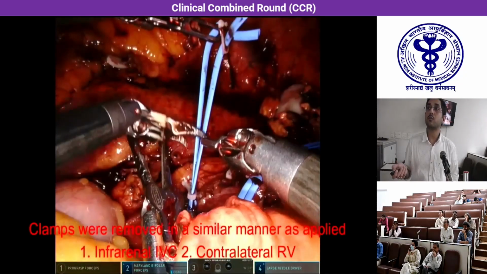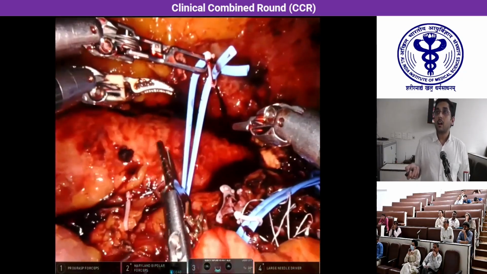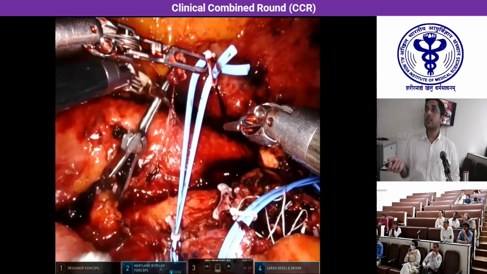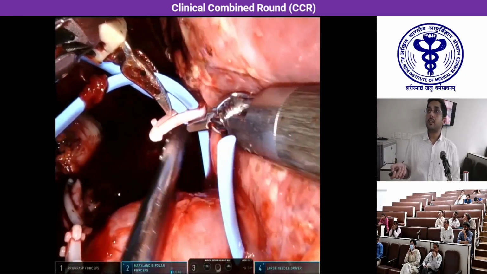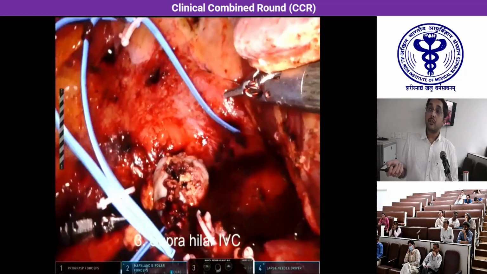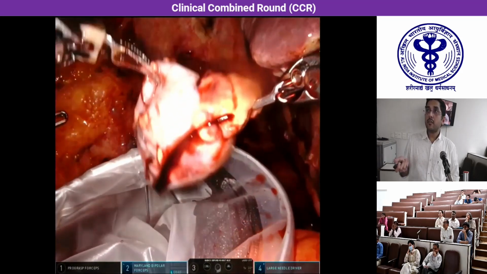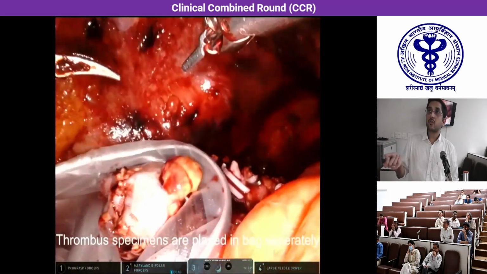Then we move on to unclamping the contralateral renal vein. And then we unclamp the suprahilar IVC. So we've unclamped the suprahilar IVC. We again carefully check for any bleeding after unclamping. The IVC looks well distended. There is no bleeding from the suture line.